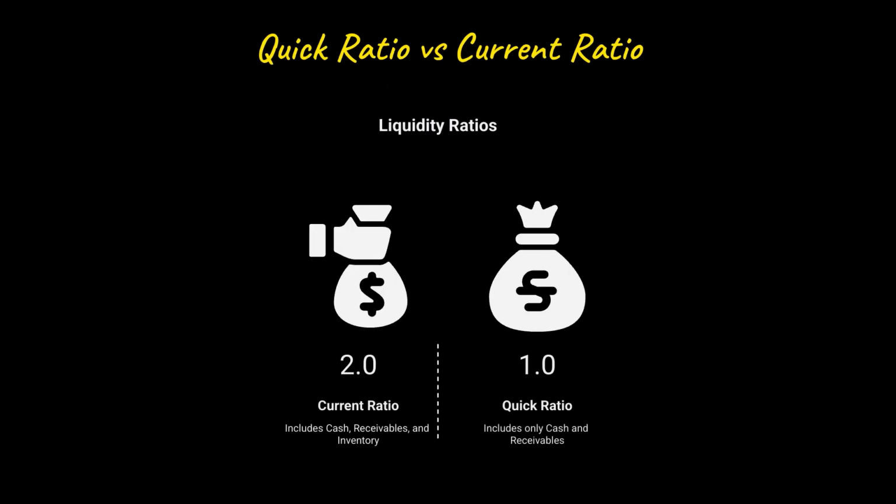Consider a distributor with a current ratio of 2, but a quick ratio of 1. Once inventory is removed, the cushion shrinks dramatically. That gap reveals how much the headline number depends on merchandise that may not move quickly under stress. The quick ratio sits between the current ratio and the cash ratio in strictness. The current ratio is broadest, including inventory. The quick ratio excludes inventory but keeps receivables. The cash ratio is strictest, using only cash and equivalents.